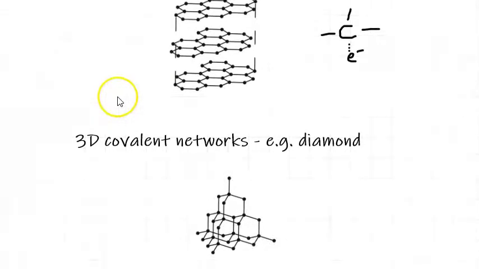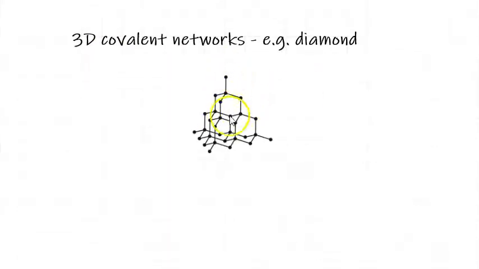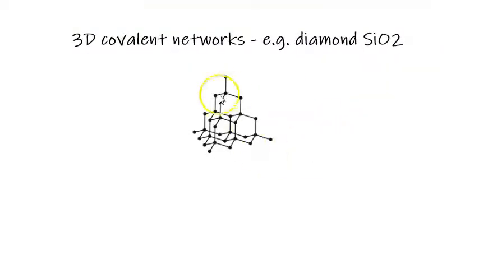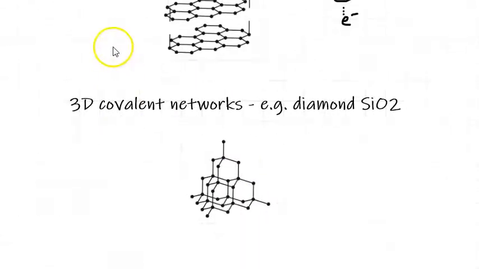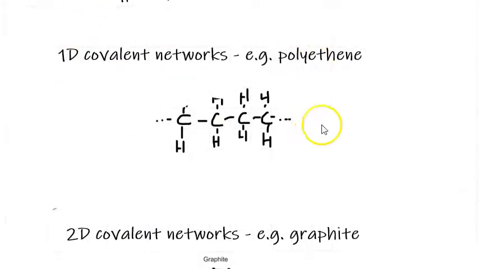And then the last one we have is 3D covalent networks, which we can have diamond as an example. The other example that we can have is silicon dioxide, SiO2. So these are all of the covalent networks that we will need to know, except for the 1D covalent networks. Actually, we don't get tested on that. That's just more of a conceptual idea.